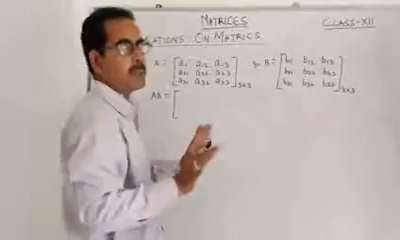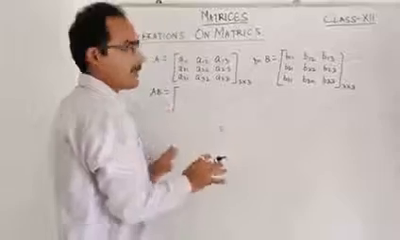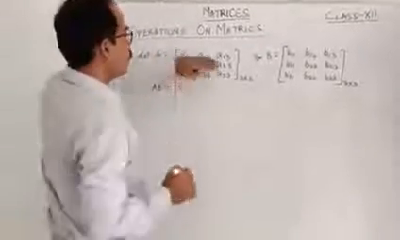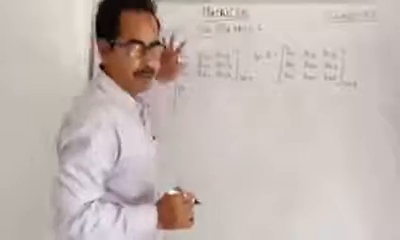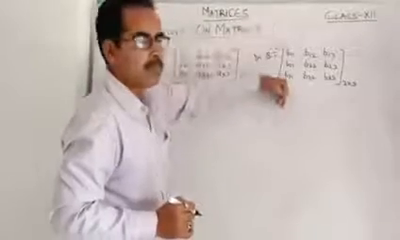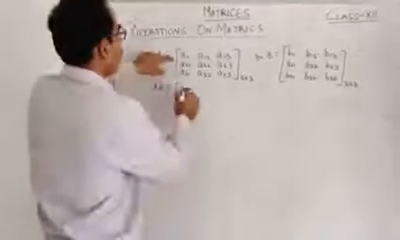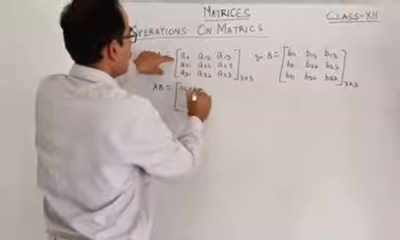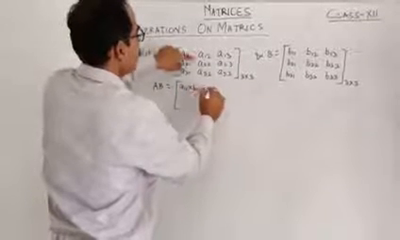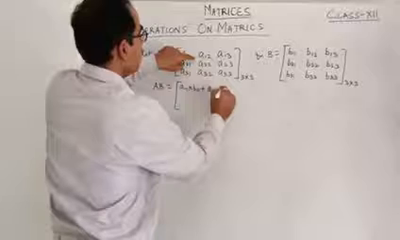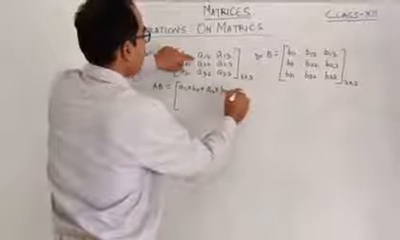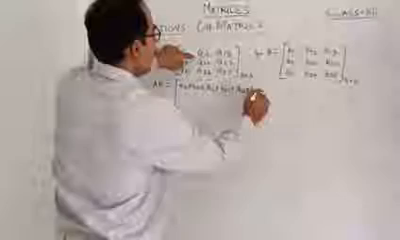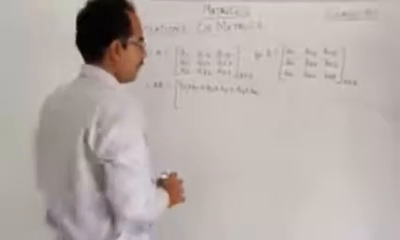So matrix multiplication is possible. Now the resultant matrix is also 3 by 3. So now look here, A11: choose the first row of the first matrix and the first column of the second matrix. So A11 multiplied by B11 plus A12 multiplied by B21 plus A13 multiplied by B31. This is the first component you got.